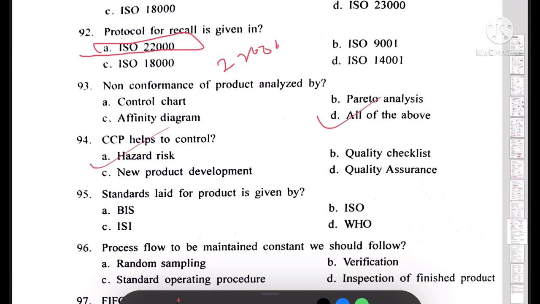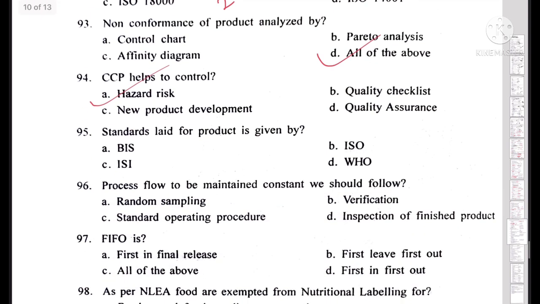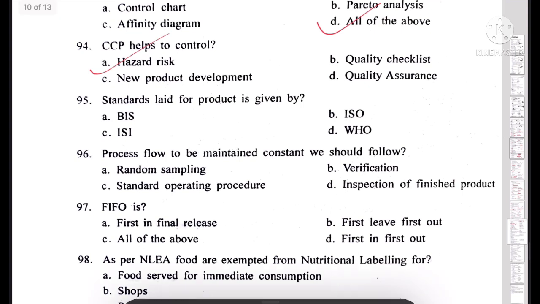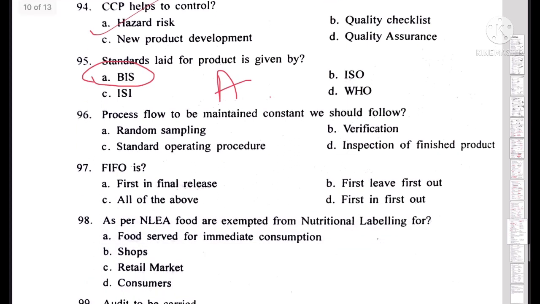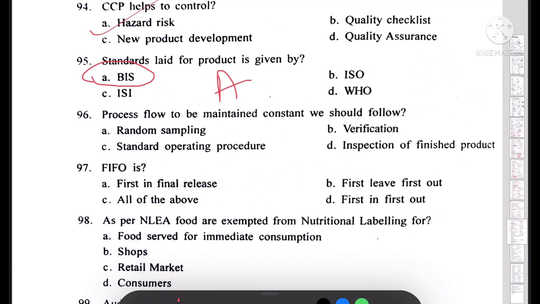Okay. Next, standards laid for product is given by BIS, ISO, I, or WHO. So the standards laid for product is given by BIS. Okay, correct answer is A. Next, process flow to be maintained constant we should follow. So the options are random sampling, verification, standard operating procedure, or inspection of finished product. Okay, so the process flow to be maintained constant we should follow standard operating procedure.